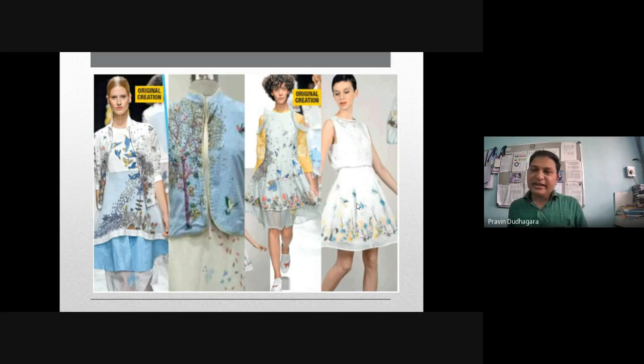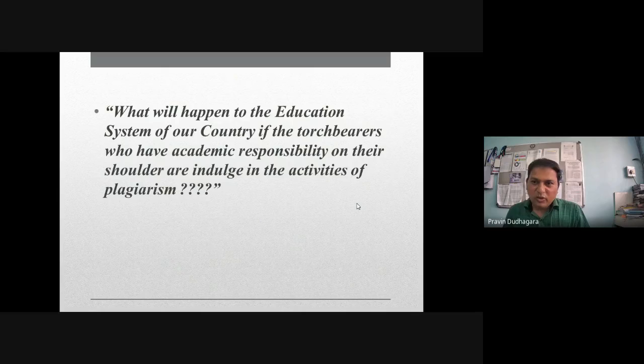The thing is that it is not only dresses or scientific literature; even in engineering design, in engine design or many other parts, the same problems occur. So what will happen to the educational system of our country if the torchbearers, who have academic responsibility on their shoulders, indulge in plagiarism?